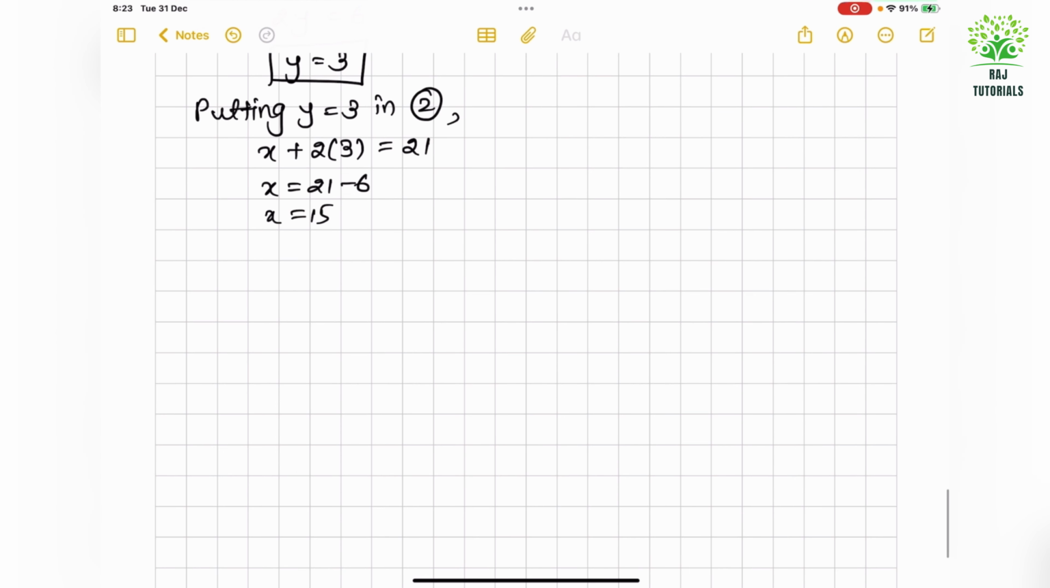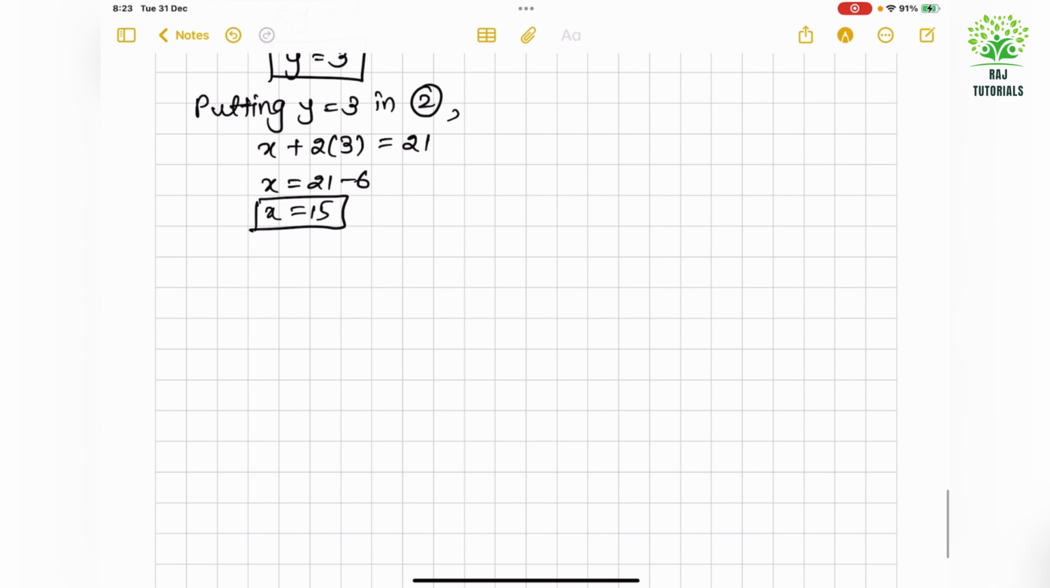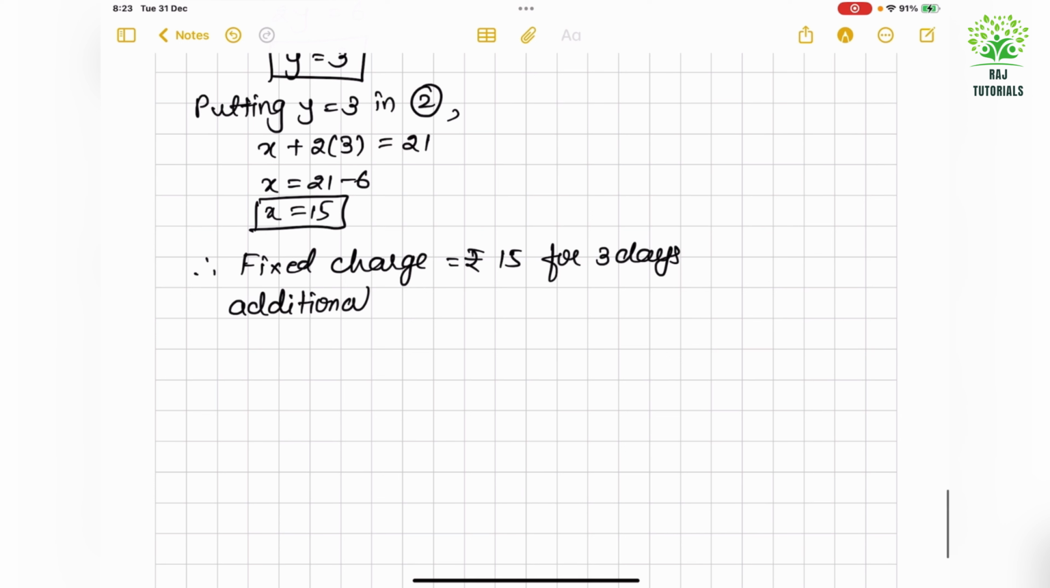So I can say therefore the fixed charge is rupees 15 for 3 days and the additional charge per day is y, which is equal to rupees 3.